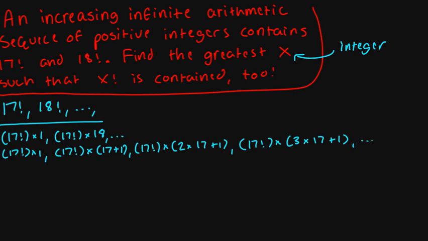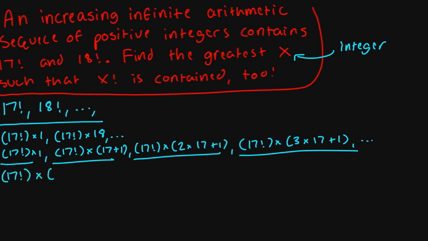So, what integers does the sequence contain? We can see that it contains all numbers of the form 17 factorial times (17a plus 1), where a is an integer.